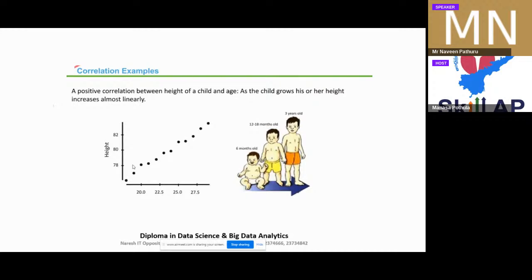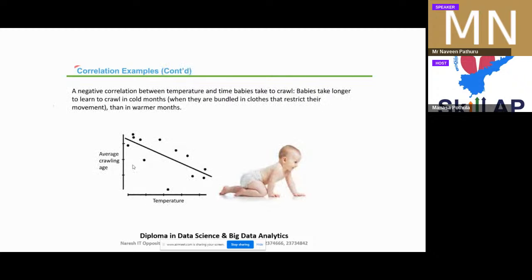This is an example of positive correlation: when the x-axis is increasing, the y-axis is also increasing. In other words, when the x-axis value is more, the y-axis value is more. So they are positively correlated. The age of children is positively correlated with height. And here we have the temperature, which is negatively correlated with the time taken by babies to crawl. Babies take less time to crawl when the temperature is high. That means when the temperature is high, the y-axis value is low. When it is cold, babies take more time to crawl. So this is negative correlation, guys.